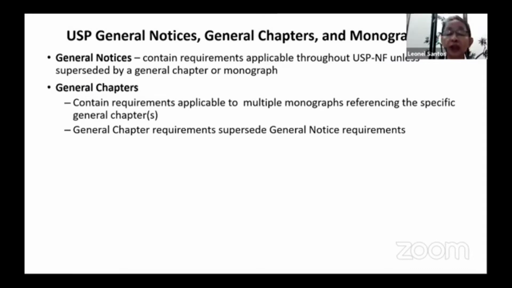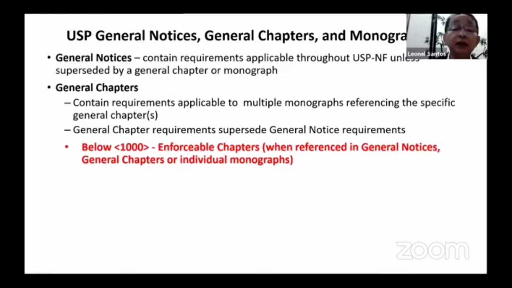One would be the general notices. The general notices in USP contain requirements that are applicable throughout the book of USP, but they are superseded, meaning a more detailed instruction is given through what is called the general chapter or monograph. The general chapters in USP contain requirements that are applicable to many of the monographs. When we say monographs, at the end I'll describe what they are, but the general chapter supersedes the general notices. And general chapters in USP are referenced in monographs.